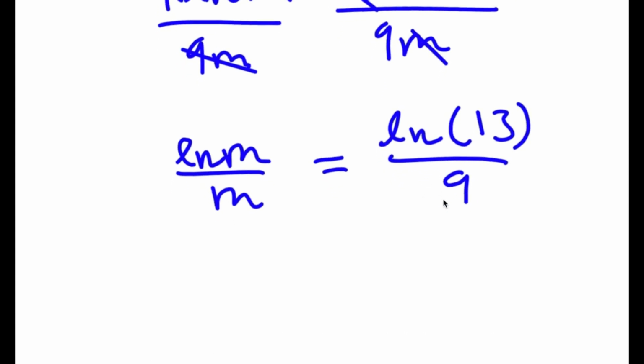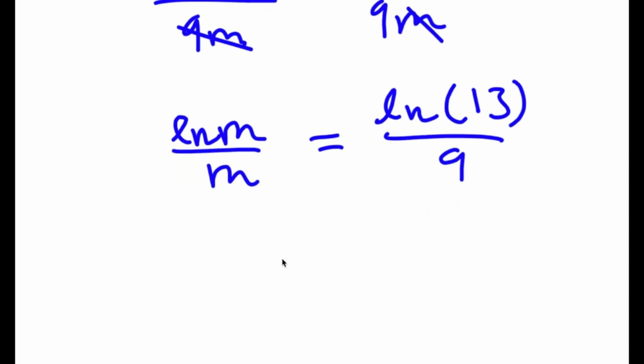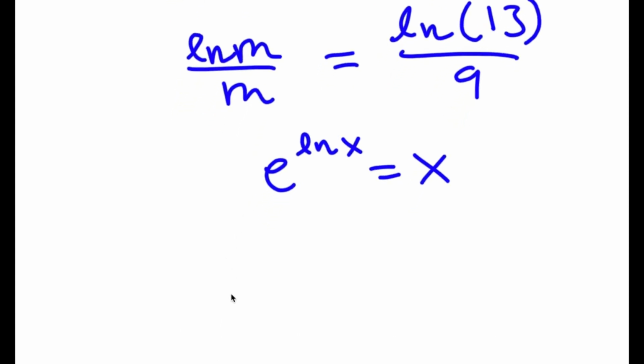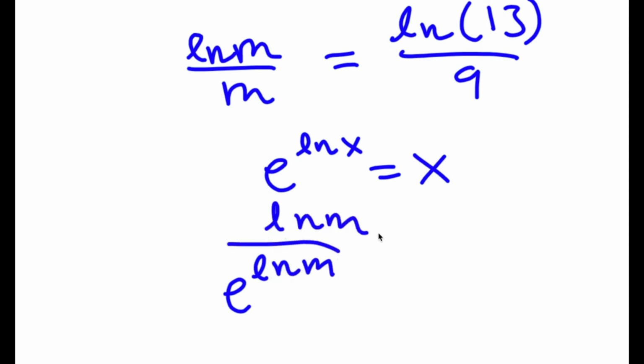Now, if I have something in the form e to the power of ln of x, this is actually equal to x, because the e's and ln's cancel out. So m here, e to the power of ln m, this is equal to m. So now I have ln m over e to the power of ln m is equal to ln 13 over 9.